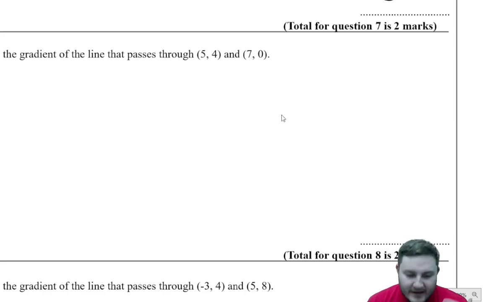Either have a go in your head, pause the video, write it down, or whatever you want to do, but have a go at this question and see what you can come up with.